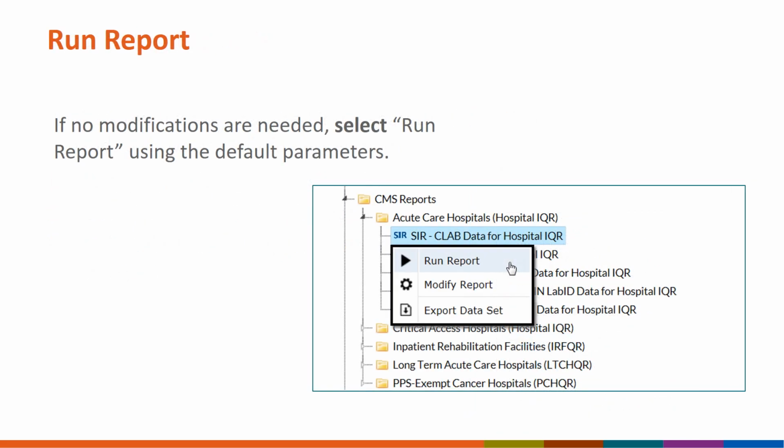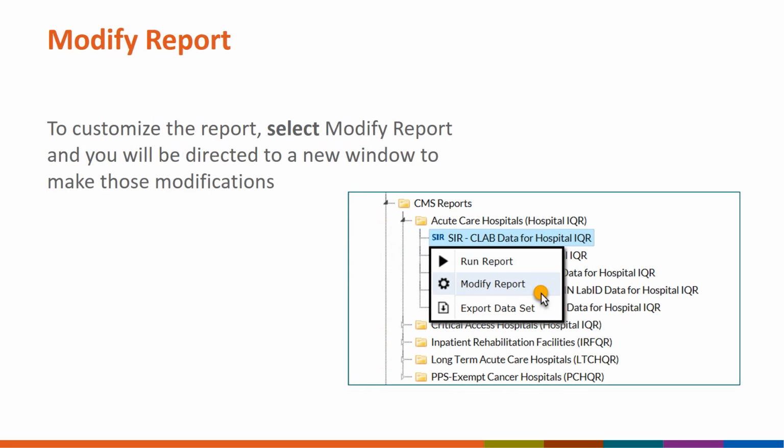Once you select your desired report, you will have three options. You can either run the report, modify the report, or export the dataset. Select the Run Report option if you do not need to customize the report by any specific parameters. If you are interested in tailoring your report, select the Modify Report option and a new window will pop up. This new window will allow you to modify certain criteria, such as the report format and the time period.